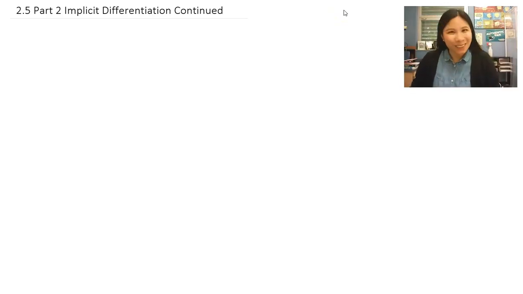Hello, welcome to part 2 of 2.5, which is implicit differentiation. We're going to keep going with it, and then we're also going to talk about logarithmic differentiation.